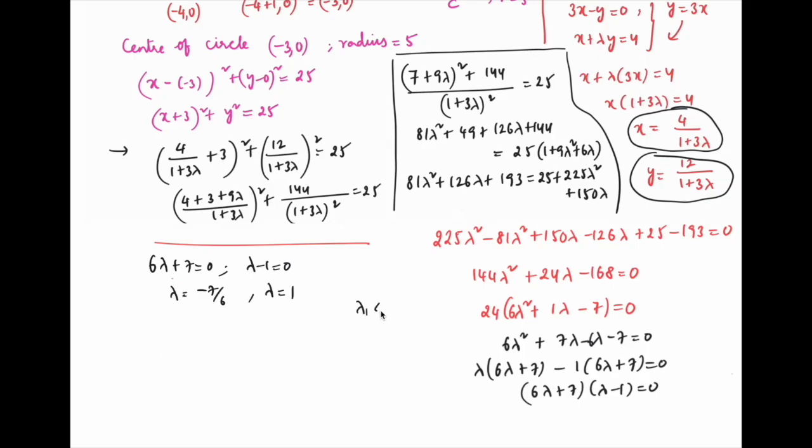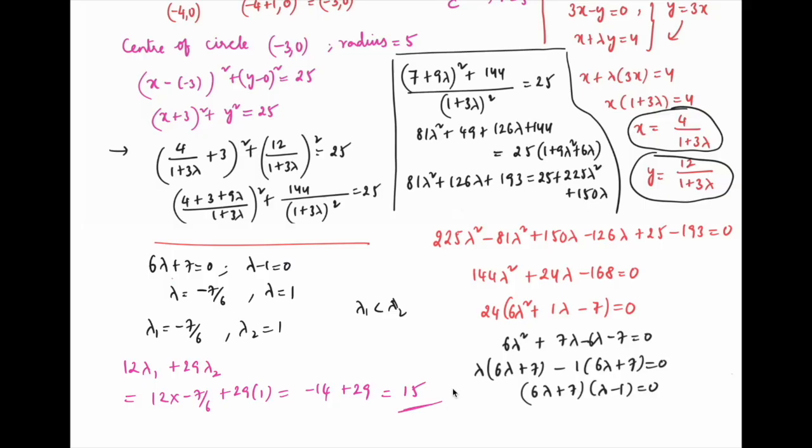Since lambda 1 is smaller than lambda 2, let us consider lambda 1 is equal to minus 7 by 6 and lambda 2 is equal to 1. Now we need to find 12 times lambda 1 plus 29 times lambda 2, which is equal to 12 into minus 7 by 6 plus 29 times 1, which is equal to negative 14 plus 29, which is 15. So we can say that 15 is the answer.